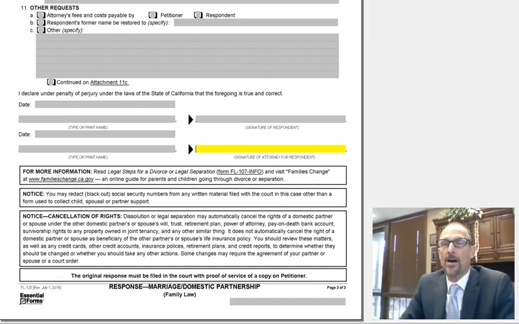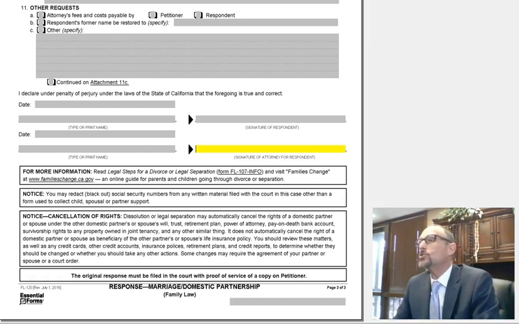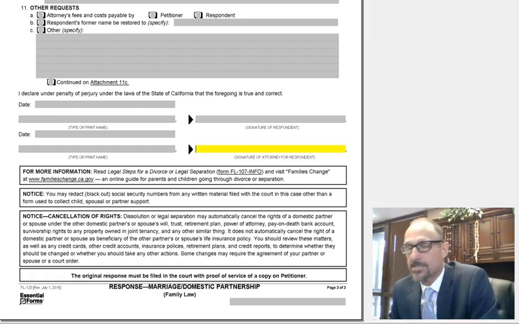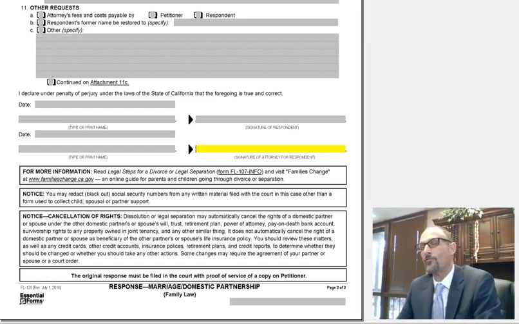response. There are other documents you need to file with regard to filing a response in California, and those videos will follow.